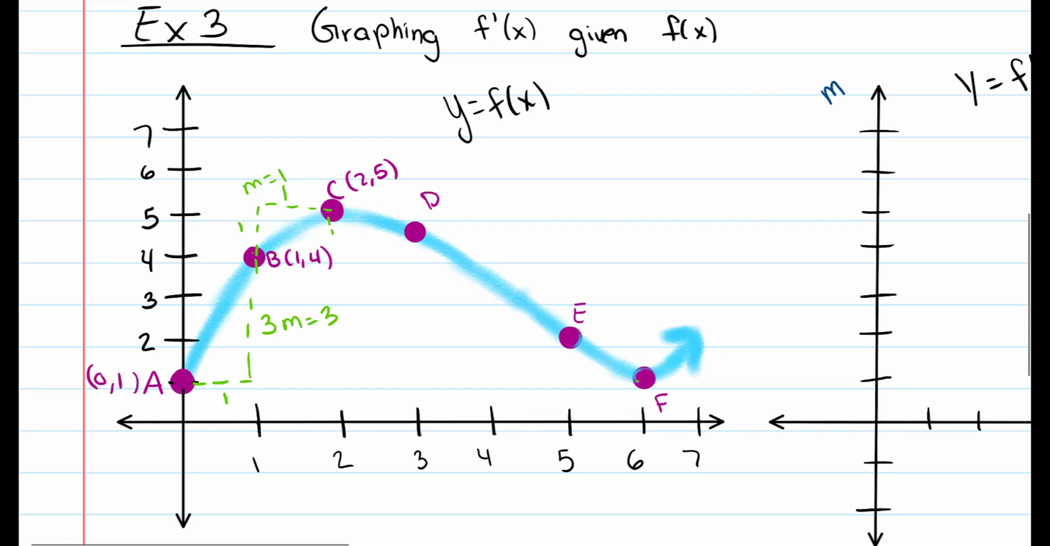Between C and D, we get m is equal to negative 1/2. Between D and E, we have a slope of about negative 5/4, because we run 4 and go down 5. And then between E and F, we have a slope of negative 1. And then at F right here, the slope is 0.